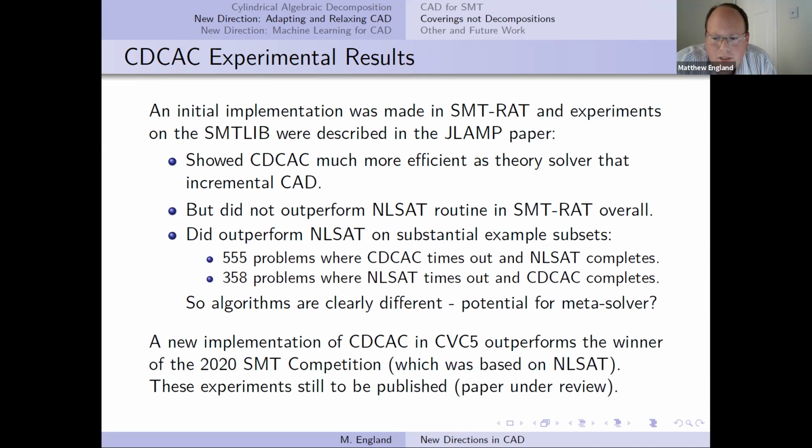What's not published yet, there's a paper under review, is a new implementation in CVC5, which does outperform not only the NLSAT in CVC5, but also the winning solver from last year's SMT competition, which was also based on NLSAT. So a few simple optimizations have pushed this beyond NLSAT.